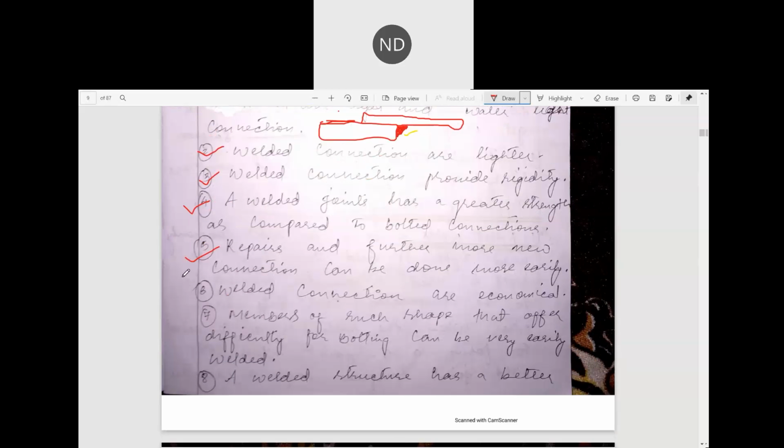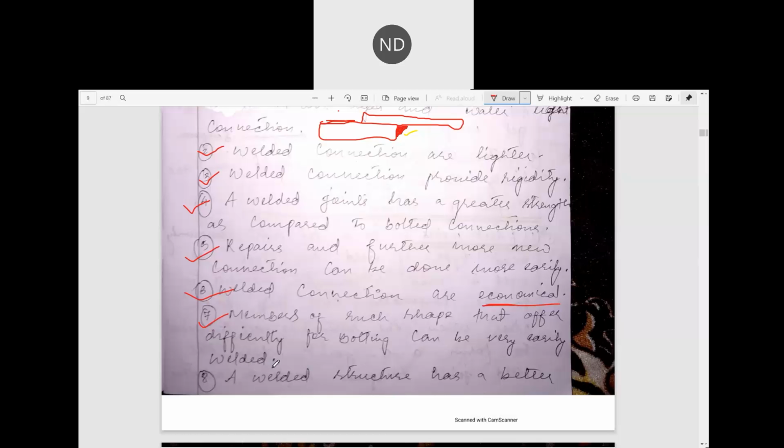Okay, then we have that welded connections are more economical, obviously, because in the bolted connection you will require more bolts, you have to buy extra bolts for this connection. So many bolts you have to buy. As compared to the bolted connection, the welded connections are more economical.